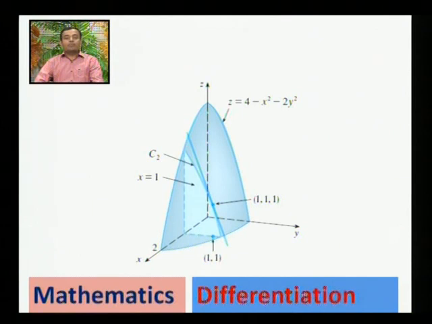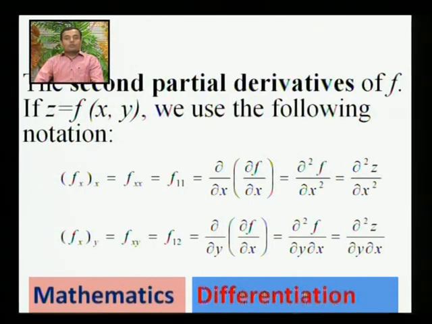Similarly, if we consider the plane x equal to 1, in that case we will also have the intersection to be a curve that is shown by the dotted line, that is C2, and to C2 the tangent at the point (1, 1), its slope will be fy at (1, 1), because we had treated x as a constant to find that intersecting curve. Now the second partial derivative of f: we have just seen the partial derivative of f with respect to x.